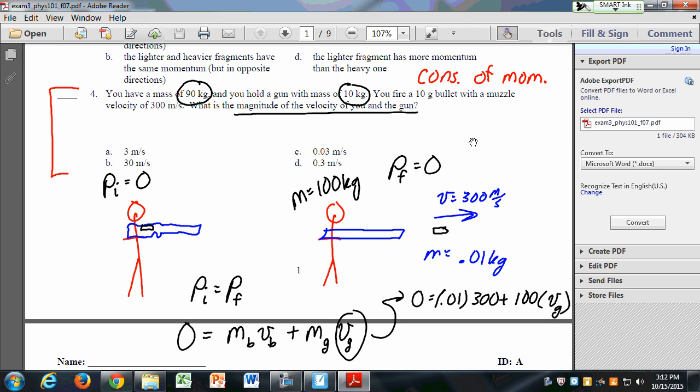And then I solve that. So 0.01 times 300, that's 3. Then I solve that for v of the guy and I get 0.03 meters per second. So when that gun kicks back on you, it would make you move back at 0.03 meters per second. Now you have friction and stuff that's keeping you in place, but if you were in a frictionless scenario, that's what would happen.